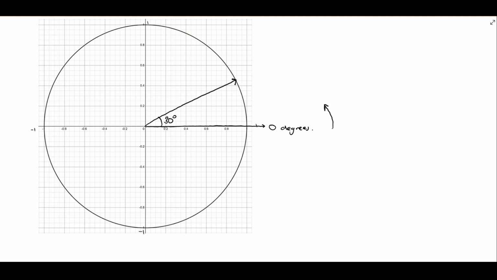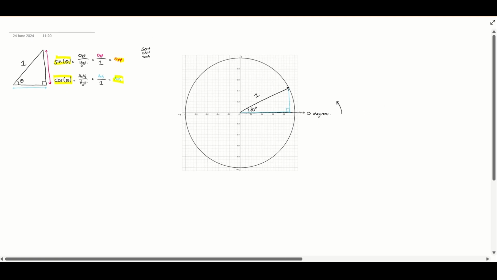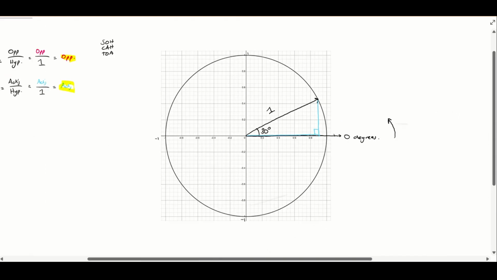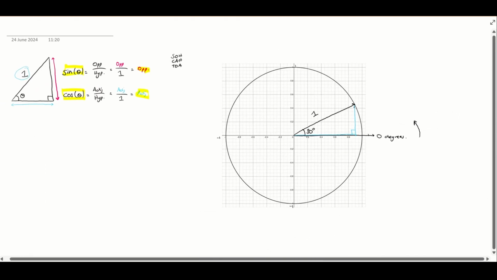That has to be 1 unit in length. So that is 1 because of the radius of my circle I've set to 1. And if I connect this triangle up with some blue lines like that, I now have a right angle triangle with a hypotenuse equal to 1 unit of length. So what I've done is, by this unit circle, I've created this right angled triangle inside of my unit circle. So hopefully you can kind of see the relationship there.